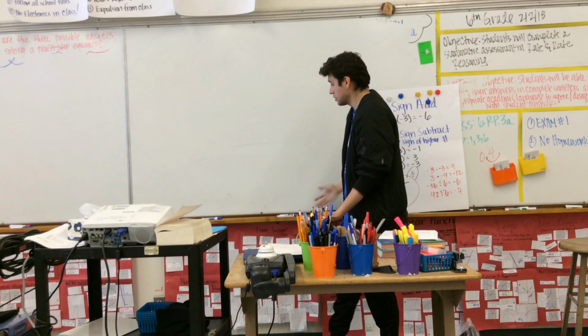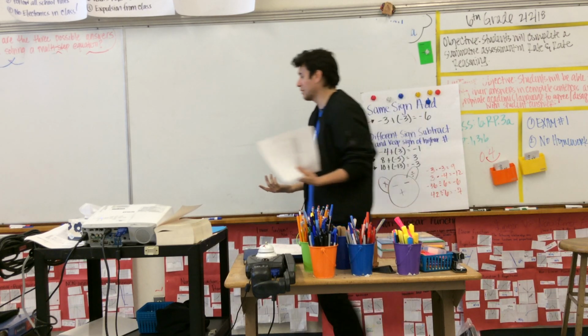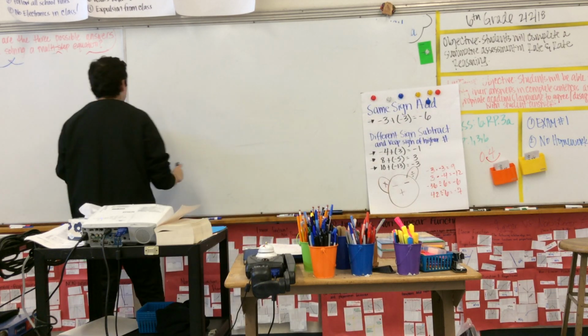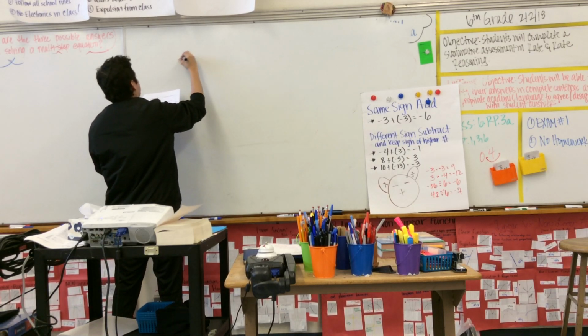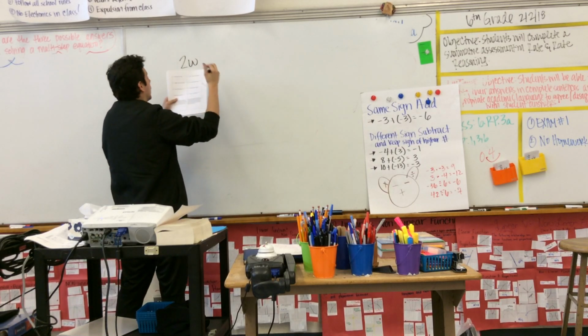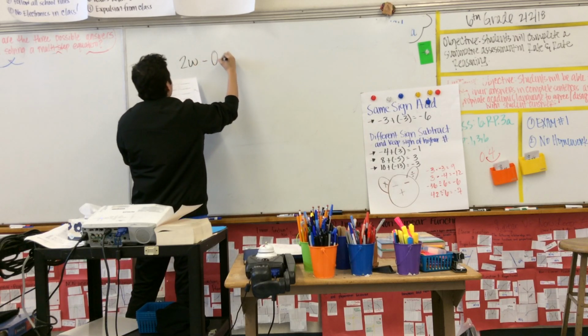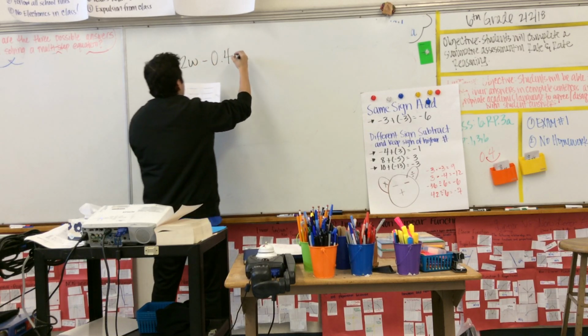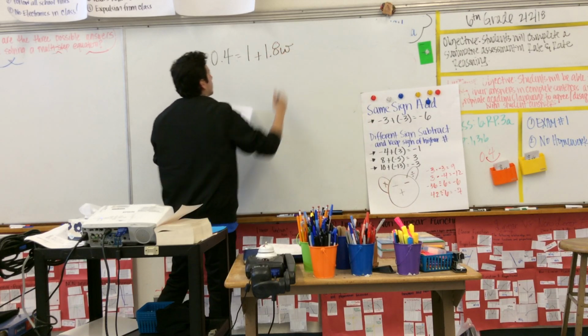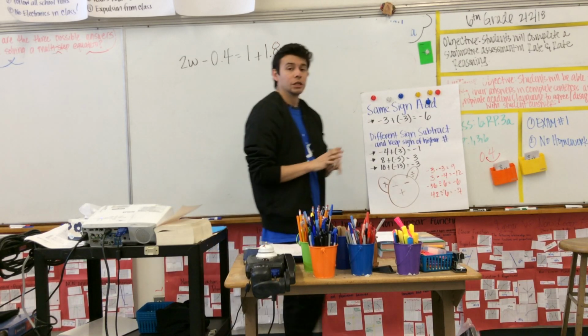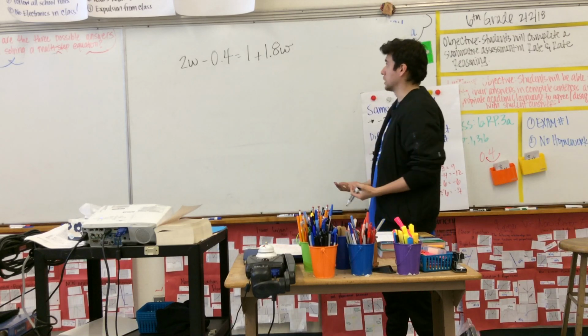And if I give you a challenge problem, you have to multiply by maybe 10,000. Don't worry, I won't do that to you. That's too much. So this one is in the back. It's the first one in the back: 2w minus 0.4 equals 1 plus 1.8w. Here we go. So, a multi-step equation.